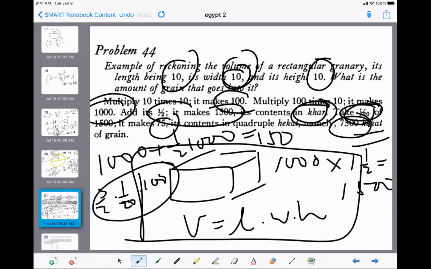1/20th of 1500 is 75. Keep in mind, 1/20th is kind of like a half. So they really managed.